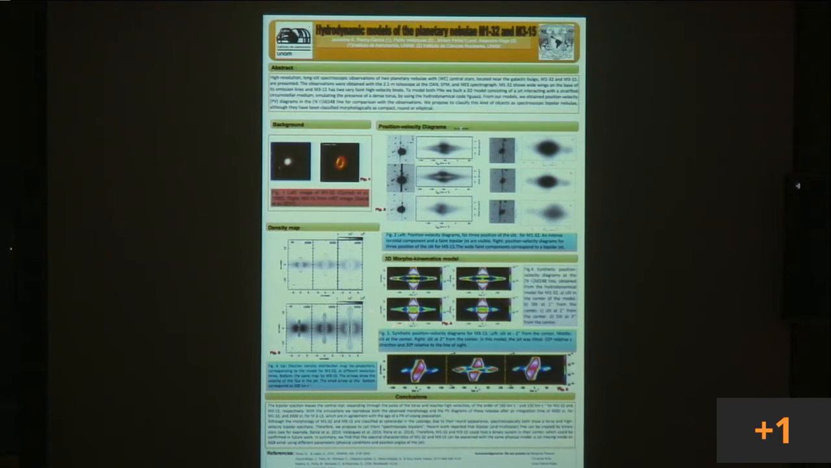This part shows the results of our models, and they are in good agreement with observations. The most important thing of this project is that for both planetary nebulae, we use the same physical model with different parameters. And thank you.